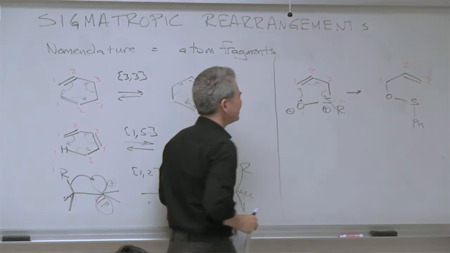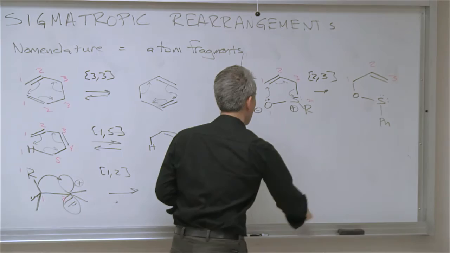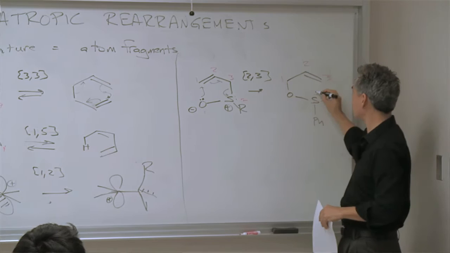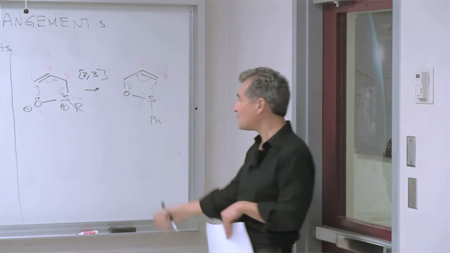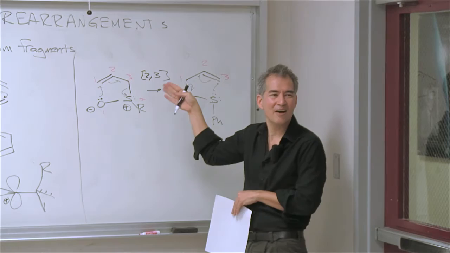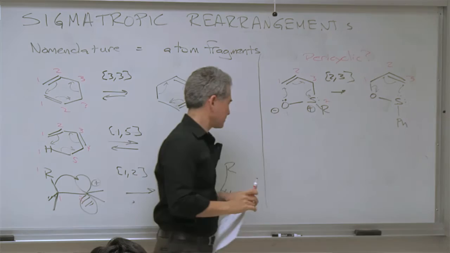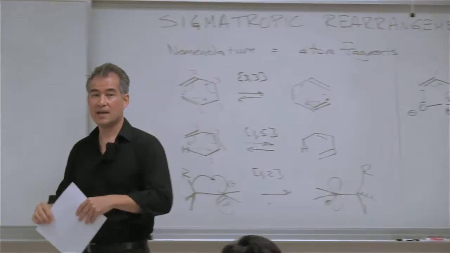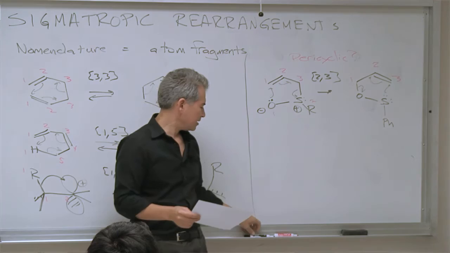This is called a 2-3 rearrangement. The problem with this is that nowhere in my mechanism, regardless of whether I push forward or backwards with my arrows, am I affecting the bonding between the oxygen and the sulfur. And if there's no interaction between the electrons on the oxygen and the electrons on the sulfur, then how can this be pericyclic? How can it involve a cyclic array of electrons? So there's some debate as to whether these are pericyclic. So I'll just write pericyclic. And in fact, if you do the carbanion version of these, you can't find a pericyclic transition state unless you include a sixth atom somewhere. So I'll just leave this as a question mark. Even though we will call it a 2-3 rearrangement, it's ambiguous whether that's a pericyclic process.